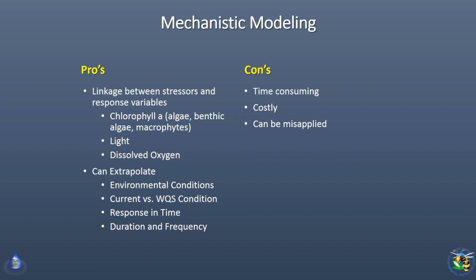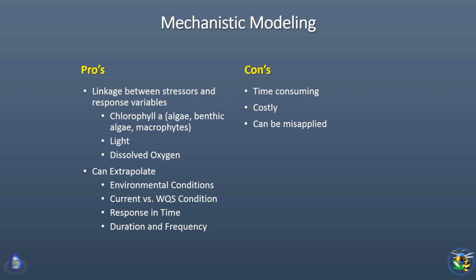So when it comes to mechanistic models, here are the pros and cons. The pros are that you have a direct linkage between stressors and response variables. In our case here, if we're looking at nutrient loadings, we can determine their effect on chlorophyll, whether it's algae, benthic algae, or macrophytes. We can also look at the effect of nutrient loadings on light availability and light reaching the bottom for seagrass propagation, or impacts on dissolved oxygen.